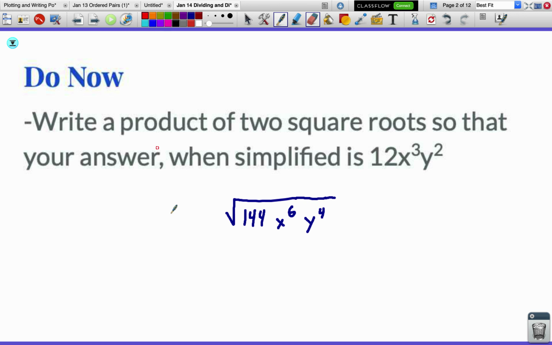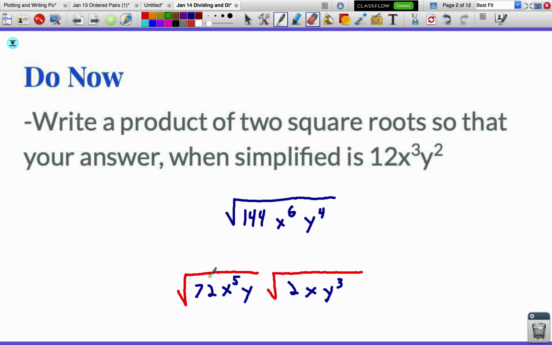All right, now I can break this apart, and there's no one right answer here. We can break apart these numbers however we want. 144, maybe we decide we want to split that into a 72 and a 2. X to the 6th, maybe we want to split that into x to the 5th and just an x. And then y to the 4th, we can do a y and a y cubed. And now I've fulfilled the request here.